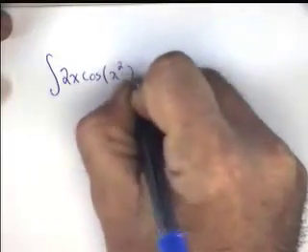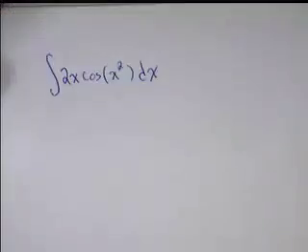Let's take a look at U-substitution today. The idea behind U-substitution is to try to do the chain rule backwards. So let's take a look first of all at one we might recognize. How about this? 2x cosine of x squared dx.